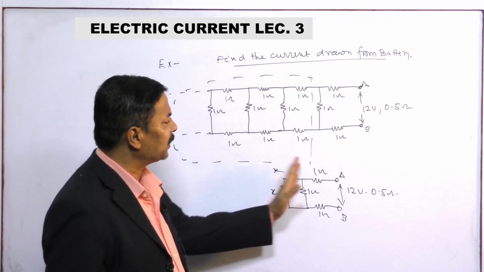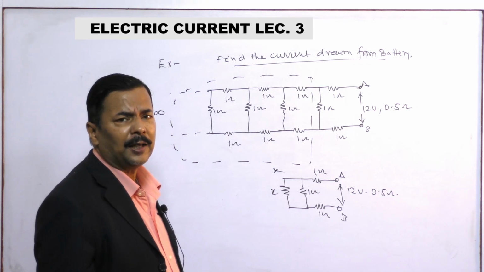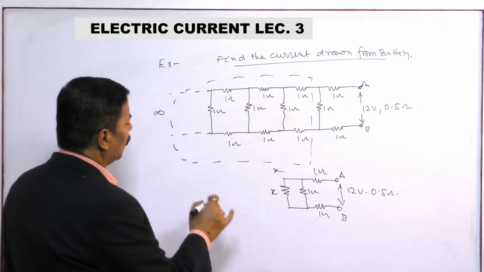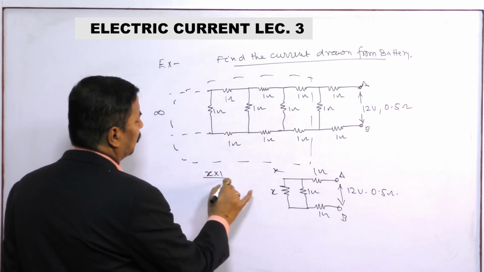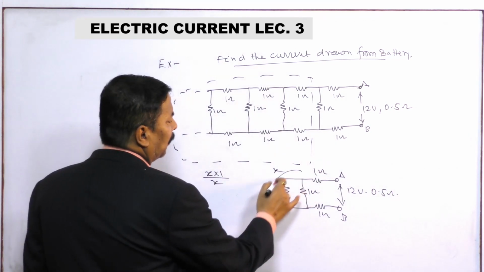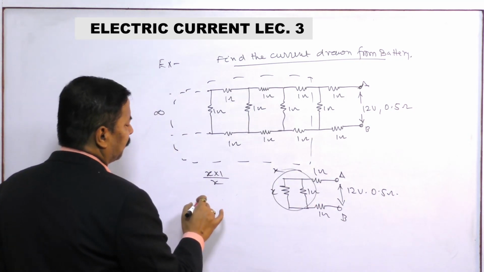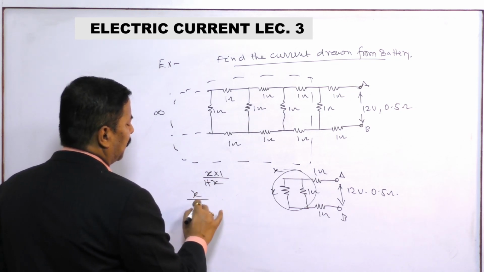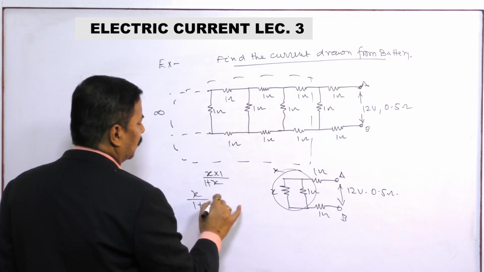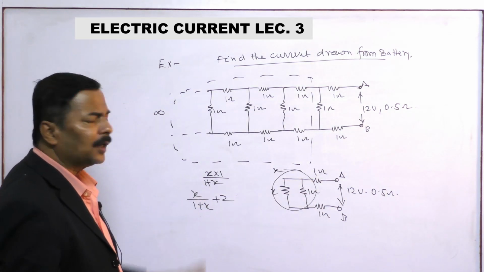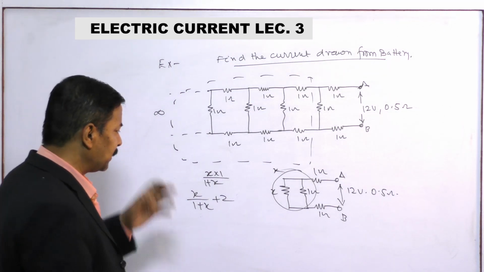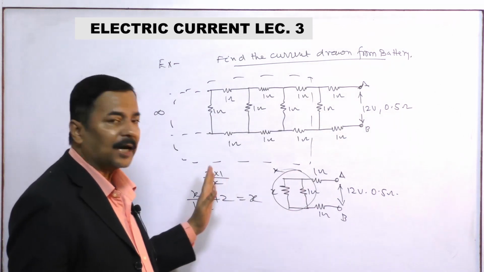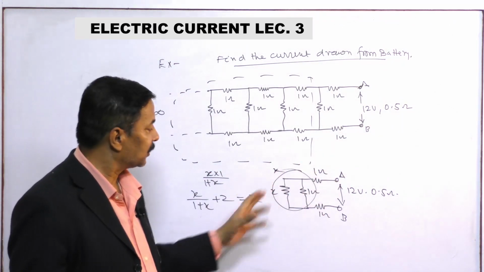Now if this is added, then it is also x only. So see what I am doing. I am taking x and 1 in parallel. So x into 1 by x plus 1. This is the equivalent of this branch. So the total branch is how much? 1 plus x by... x by 1 plus x plus 1 plus 1, 2. This gives you the equivalent resistance, and that equivalent resistance is again equal to x, because I have considered this as x. So this plus this is equal to x.